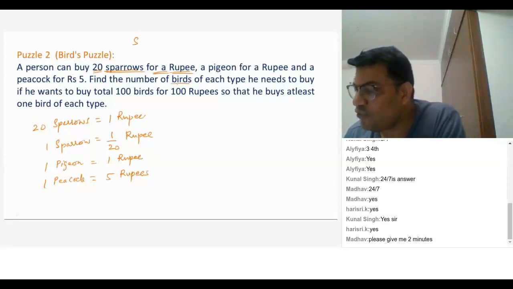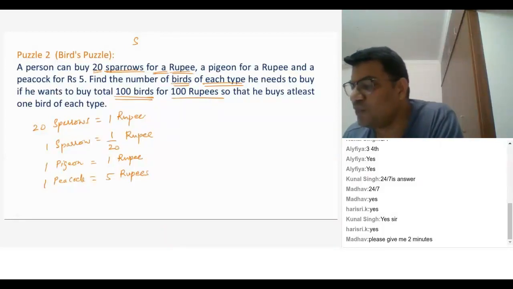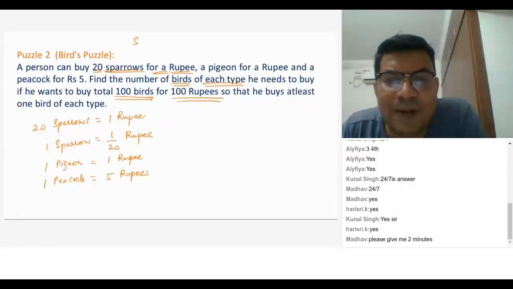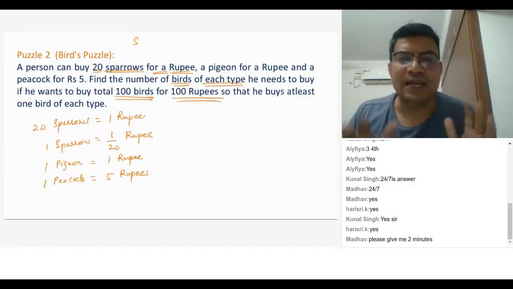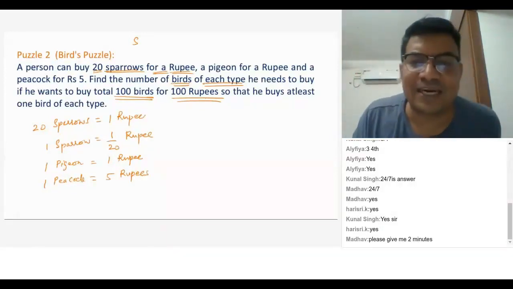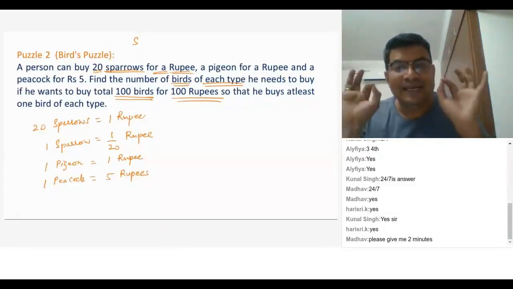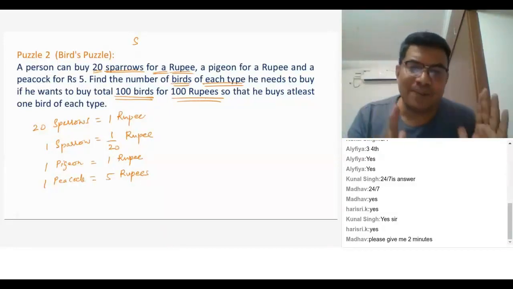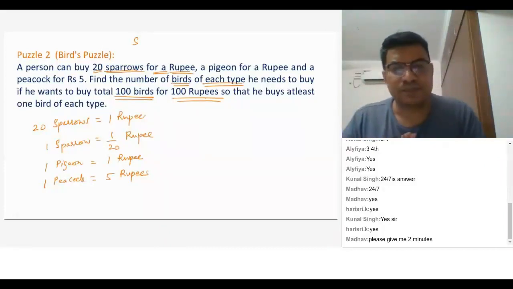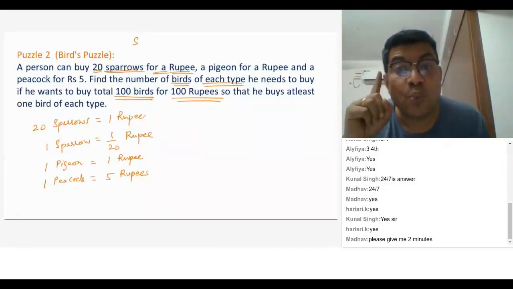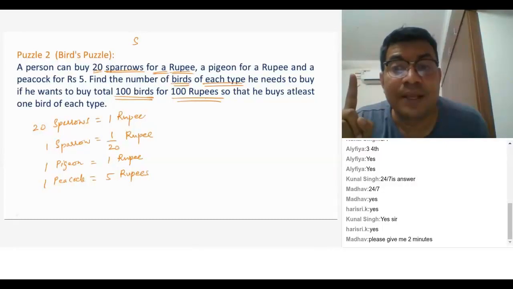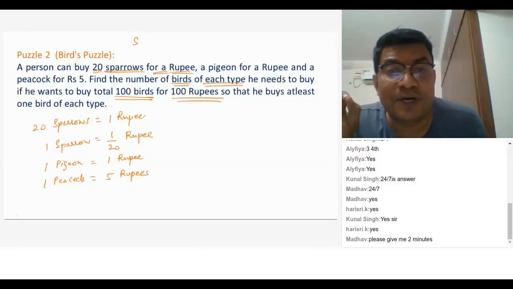number of birds of each type he needs to buy if he wants to buy a total of 100 birds and for 100 rupees. What does this statement mean in English? Tell me the mathematical understanding of this. Find the number of birds of each type he needs to buy if he wants to buy 100 birds for 100 rupees, so that he buys at least one bird of each type. So that is the condition given.